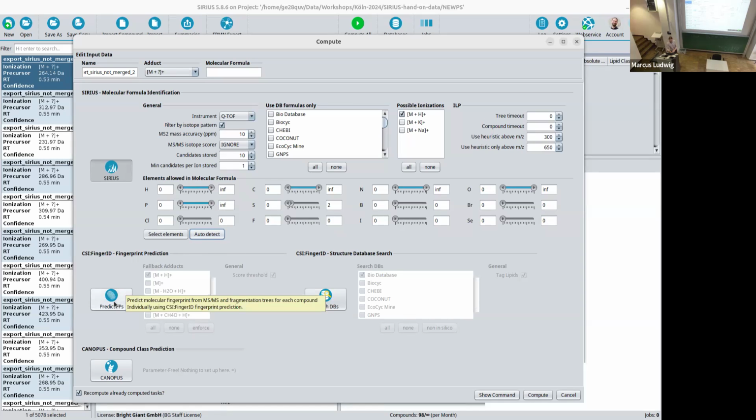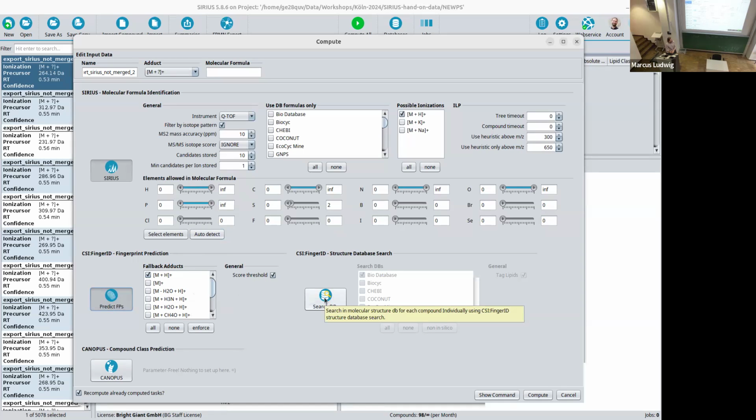Then we just say we want to predict the molecular fingerprint. Like I said, if you also think there may be some adducts in here, you can set them. But I think we are good to go. And then we search in some database, here the bio database, and we may even compute compound classes here. And wait, no.